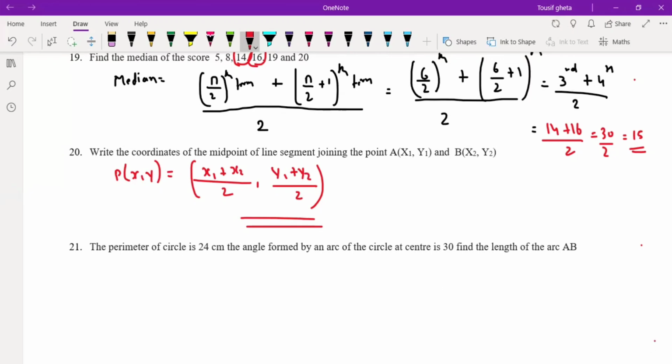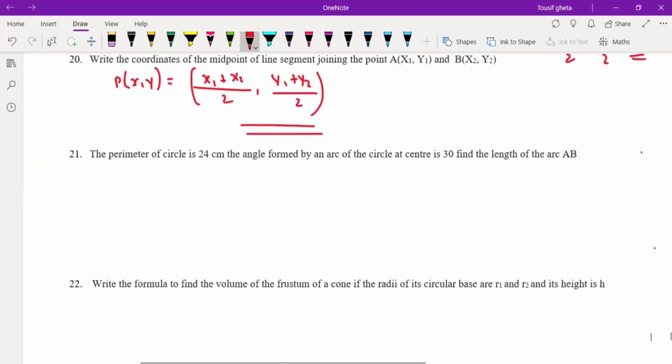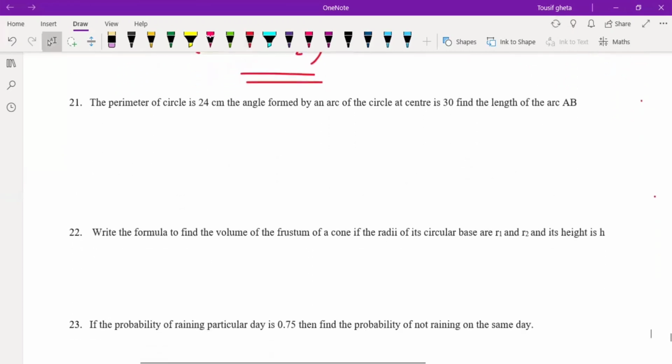So the next one is a bit interesting. Let us try to solve it. The perimeter of a circle is given. Perimeter is nothing but the circumference. So this is a rough figure of a circle. Its perimeter is given, and the perimeter is 24 centimeters.